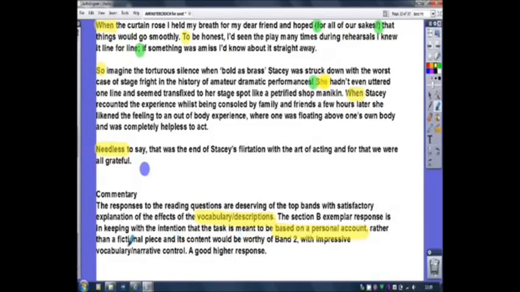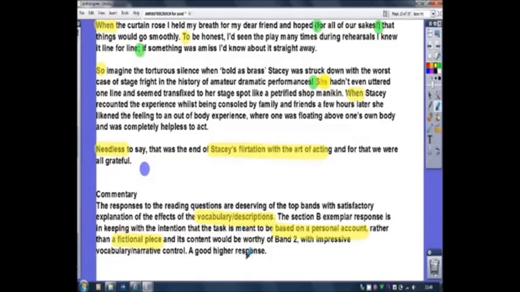Right. Rather than a fictional piece. Now here, the fictional piece doesn't mean it's made up. It means that this personal account would actually fit into a newspaper article rather than into a book. So it's not written in the style of a novel, it's written in the style of a story that actually has an ending. Here it is, Stacey's flirtation with the art of acting, and for that we were all grateful. In other words, the story is summarised at the end. It's complete. It's not part of a wider novel. It's not a short story.